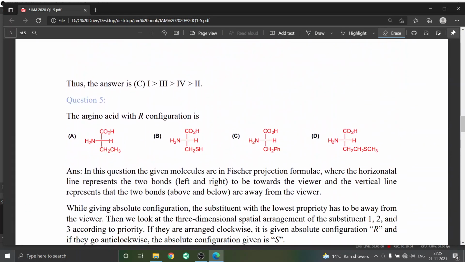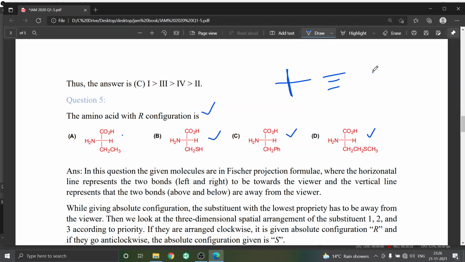Moving to the last question, the amino acid with R configuration is. So here what you have to understand is all these molecules are in Fischer projection formula. So what is Fischer projection formula? In Fischer projection formula, when you show a three-dimensional molecule in two dimensions, what it means is this vertical line is away from the viewer.